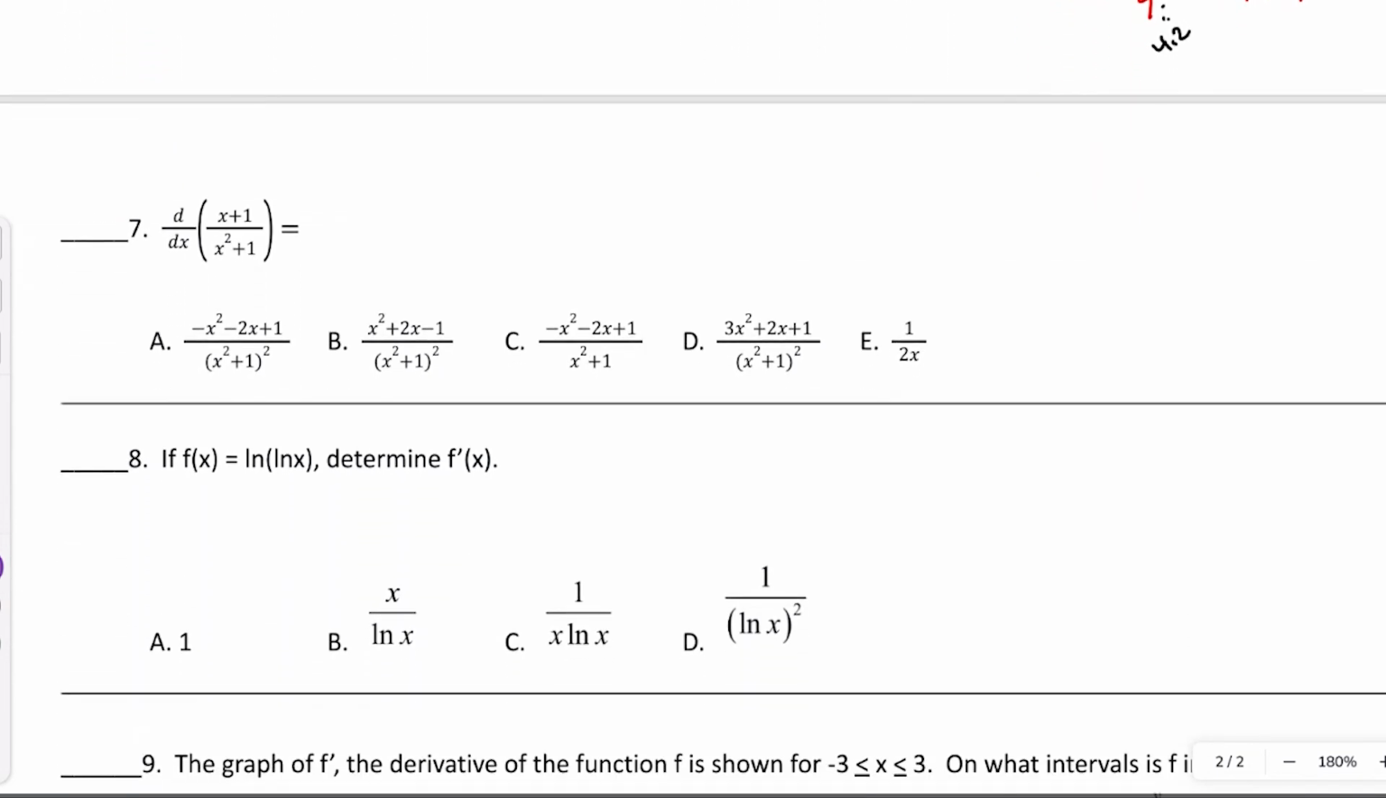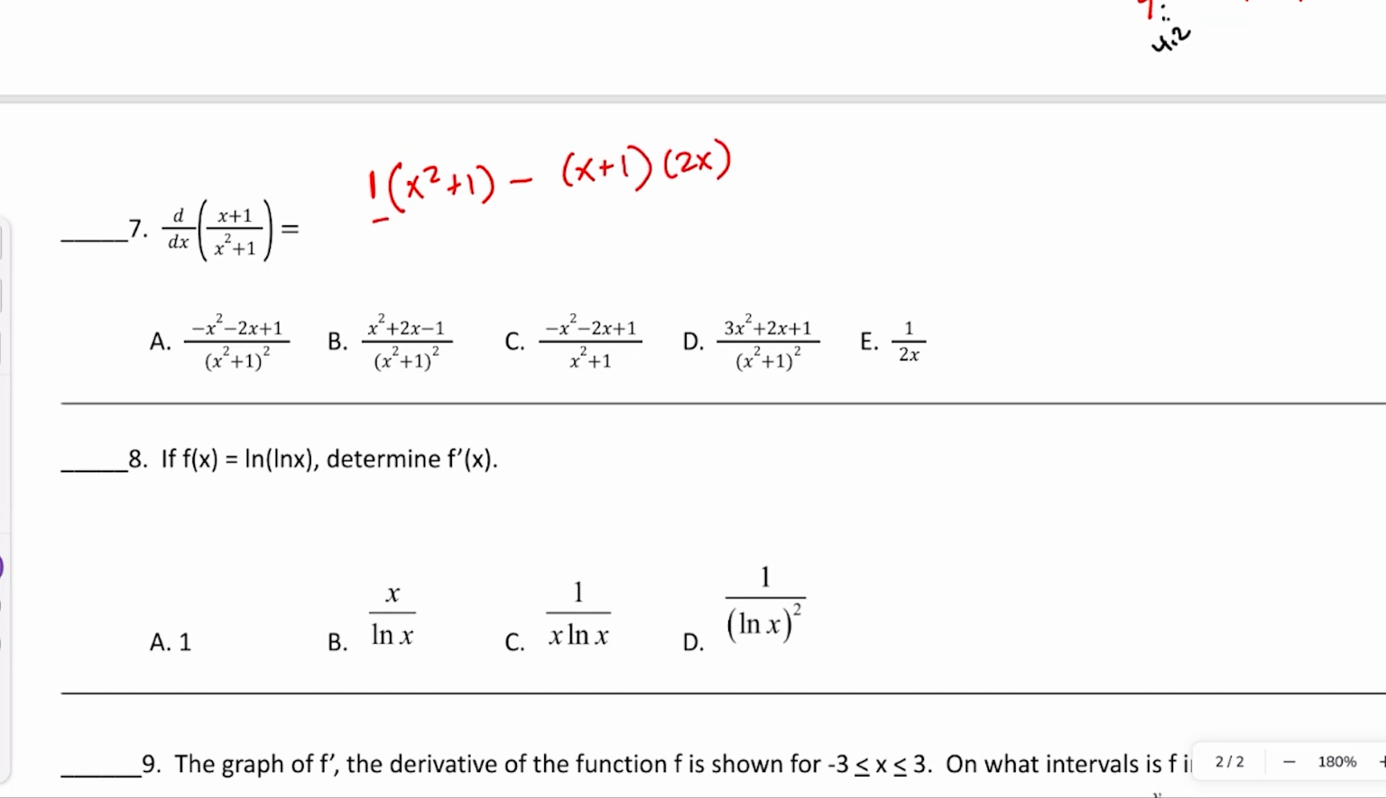Number 7 is just a straight up derivative problem. We're going to have to use the quotient rule here. So the quotient rule says that we take the derivative of the top, which would just be 1, times the bottom, minus the top times the derivative of the bottom, which would be 2x, all of that divided by the bottom squared.